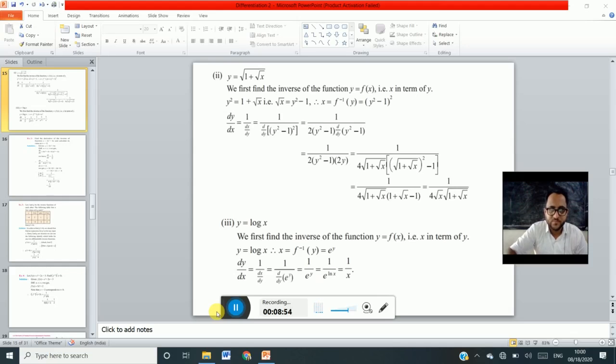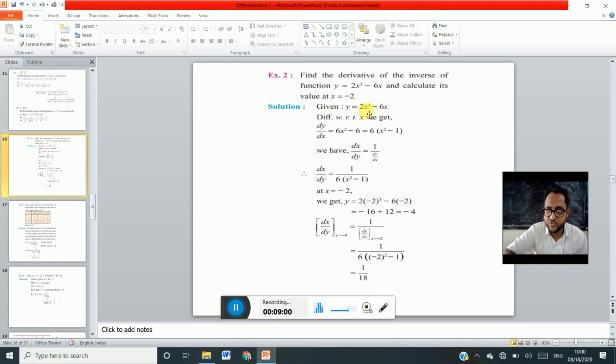See the next question. Find the derivative of the inverse function of y equal to 2x cube minus 6x, and calculate its value at x equals minus 2, right? Given y equals 2x cube minus 6x, we have to find the derivative of the inverse function. Inverse function means dx by dy, not dy by dx here. That is f inverse x, so we have to find the value of dx by dy at x equals minus 2, right?